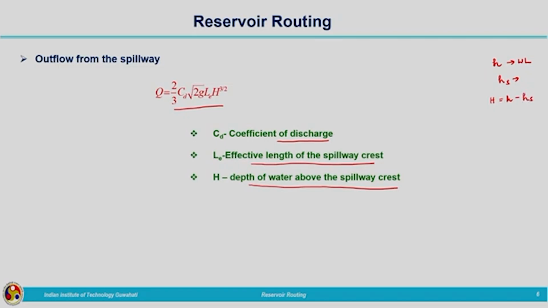So, we can write this expression as Q as a function of H again. This again depends upon the water level in the reservoir, that is, the value of capital H is the difference between the water level in the reservoir and the level corresponding to the spillway sill. So, the outflow from the spillway is also a function of water level in the reservoir.